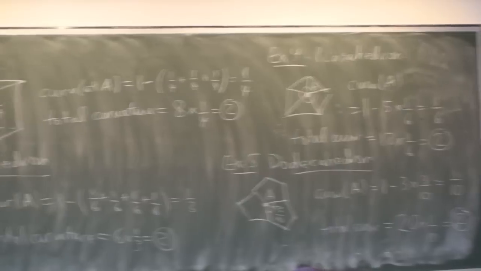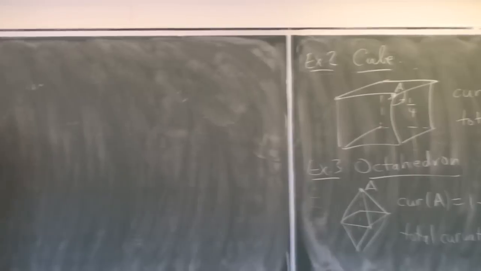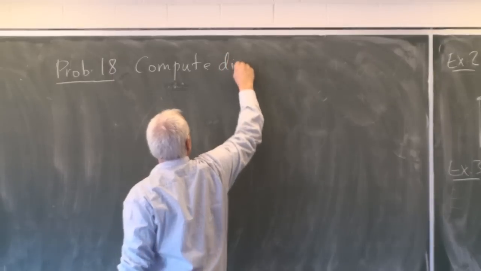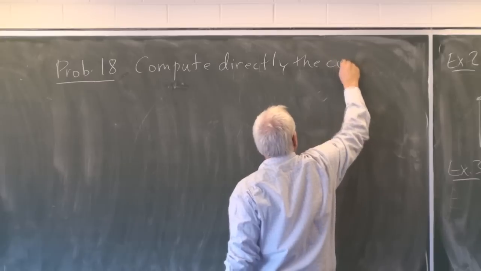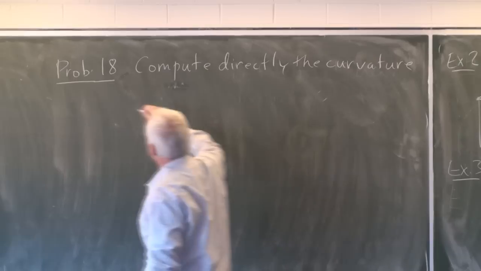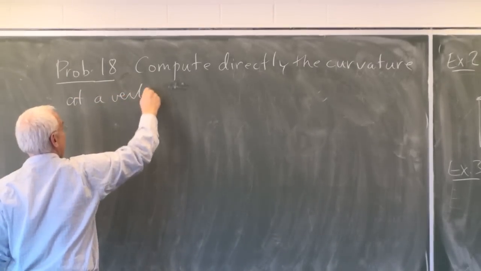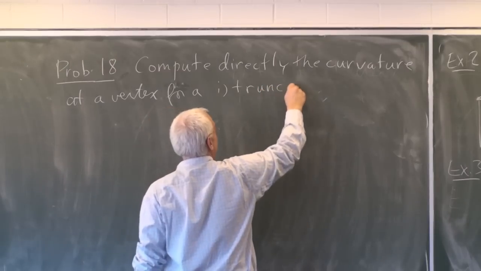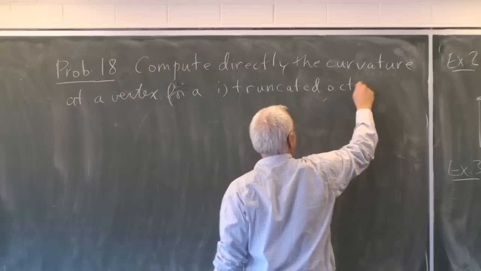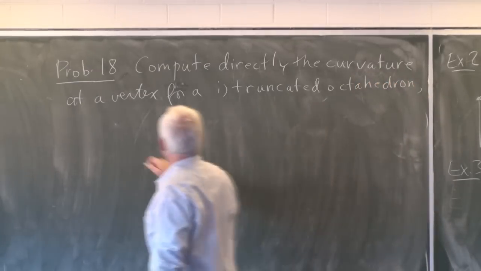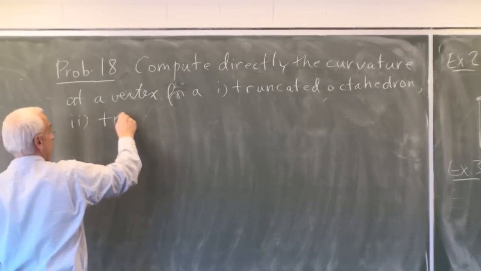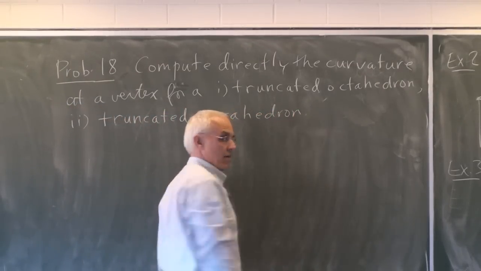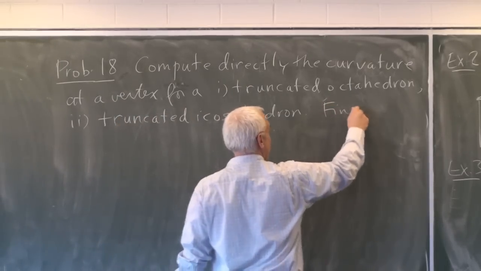All right, so problem 18. Compute directly the curvature at a vertex for (A) a truncated octahedron and (B) a truncated icosahedron, and find the total curvatures.